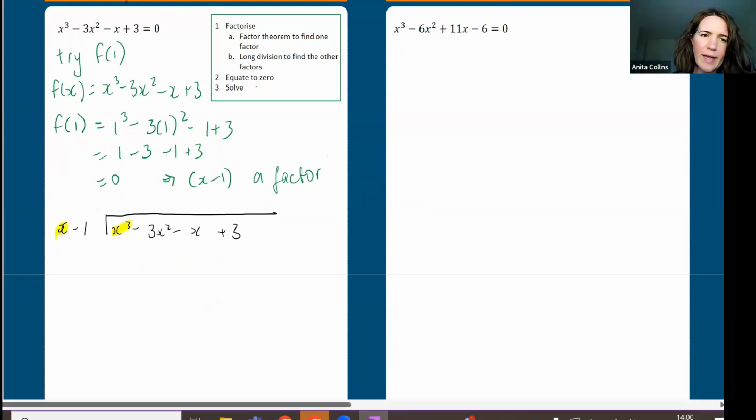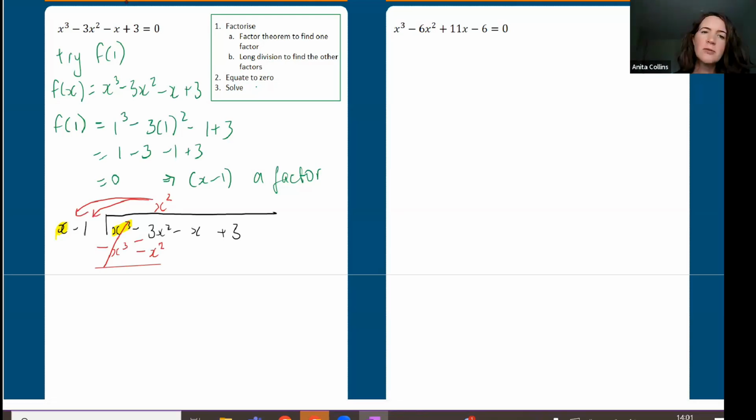Divide in. X into x cubed goes x squared. Multiply back once and twice. X squared times x is x cubed. X squared times minus 1 is minus x. Subtract. Minus minus. Minus 3x squared minus 1x squared is minus 3x squared plus 1x squared, which is minus 2x squared. Bring down. Repeat.